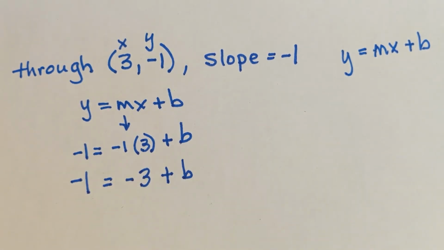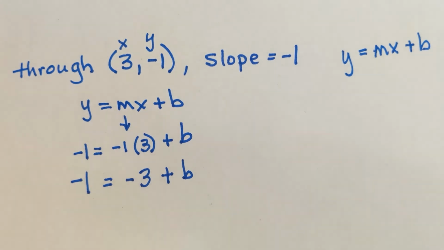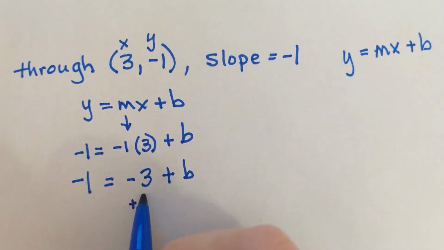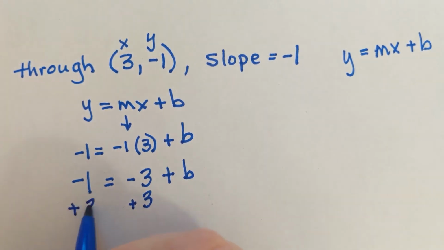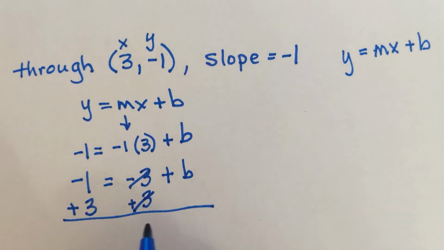I want b by itself. Since we're adding here, we need to do the opposite of that. This is a negative 3. What do we need to pair it with to make 0? That would be a positive 3. So we're going to add 3 to both sides. So now I'm left with b on the right. Negative 1 plus 3 is 2.